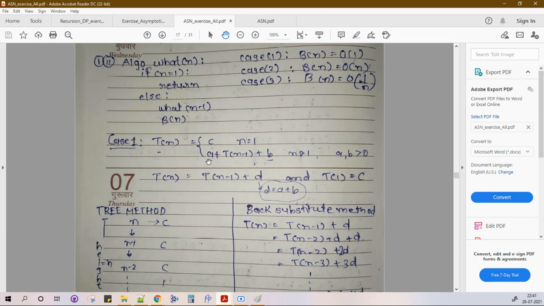And see, now this T(n) would be c, constant time, when n equals 1, because it will just return from that. This is the base case, right? If n is greater than 1, then I will call this function again, T(n-1). I'm just checking the else case, right?